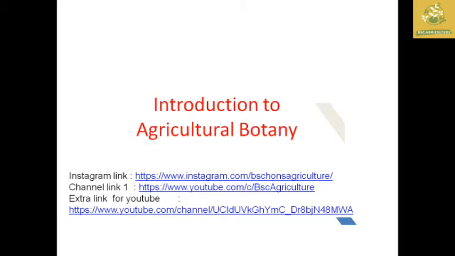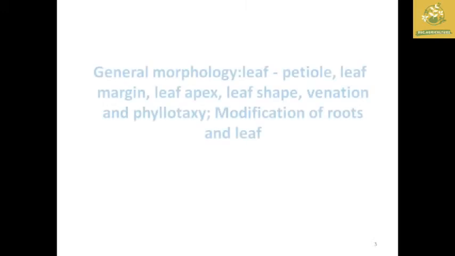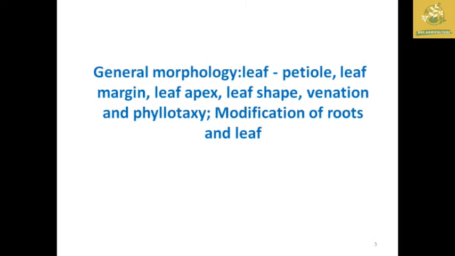In this video, we are going to see an introduction to agricultural botany. I am going to cover the topic of the general morphology of leaves, which is the remaining part of part 1. So the leaf petioles, as well as the leaf margin, leaf apex, their shape and venation, phyllotaxy of these leaves, and modification of roots and leaves. If you haven't seen the part 1 video, the link is in the description of the part 1 video.